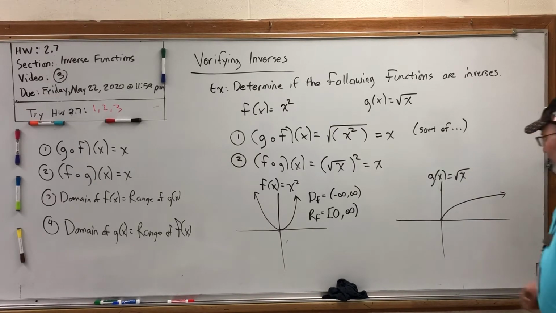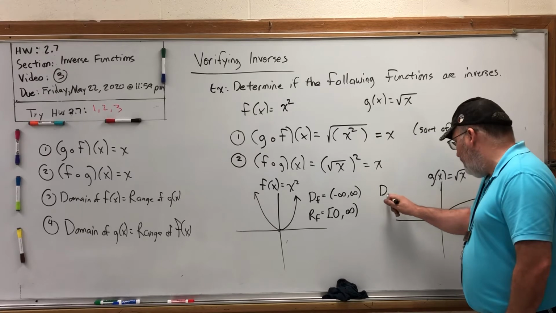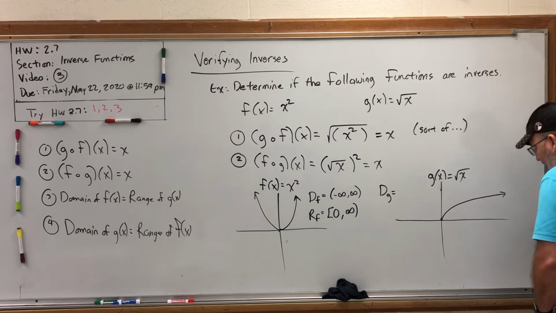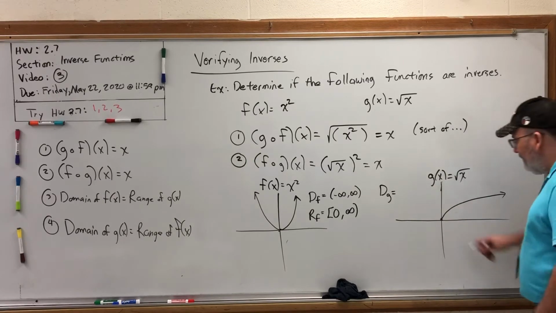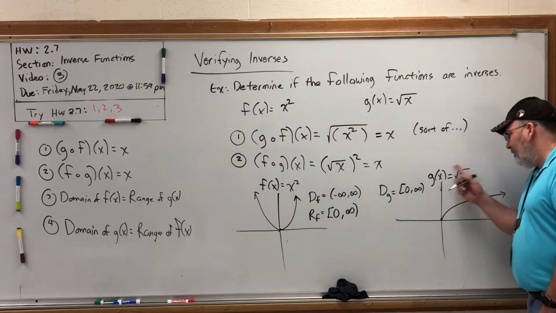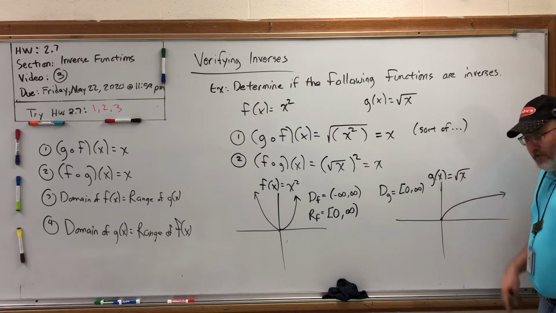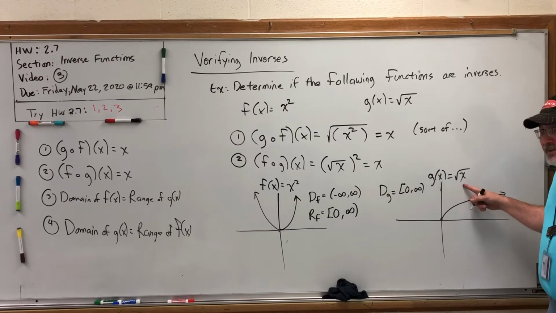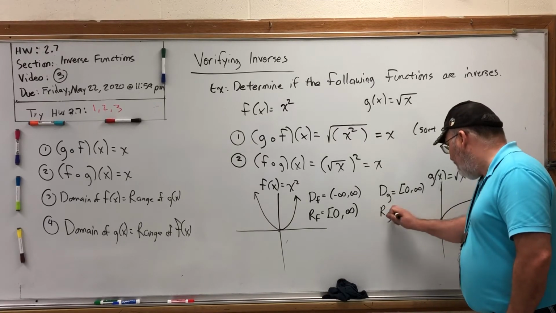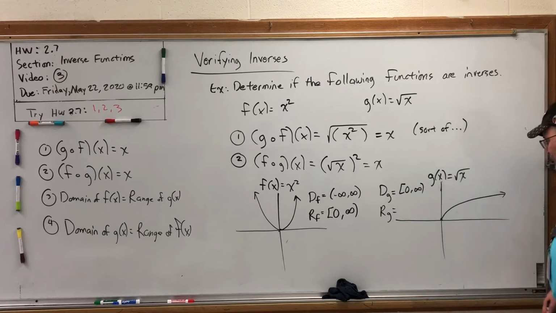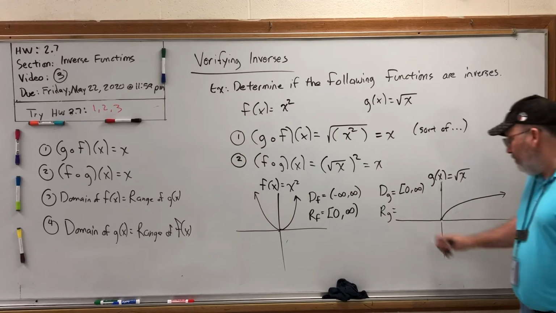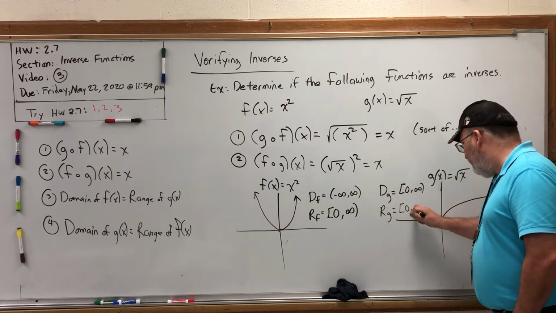So let's pull the domain and range off of this function, domain of g. Domain is left to right, so it's from 0 to infinity, including 0. Which is also consistent when we talked about finding the domain of a square root function, making sure the radicand is greater than or equal to 0. But what's the range of g? Bottom to top, the lowest value is 0, and it slowly goes up forever. So the range is from 0 to infinity.